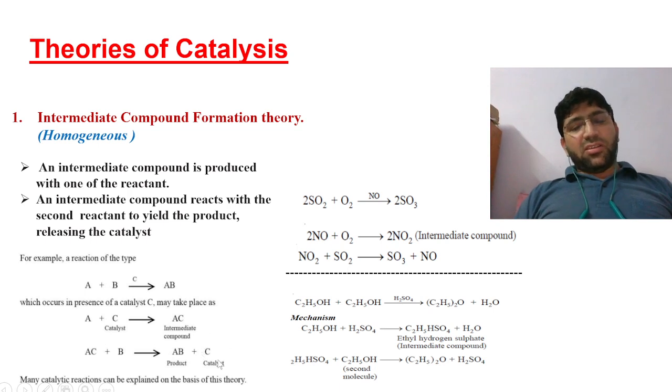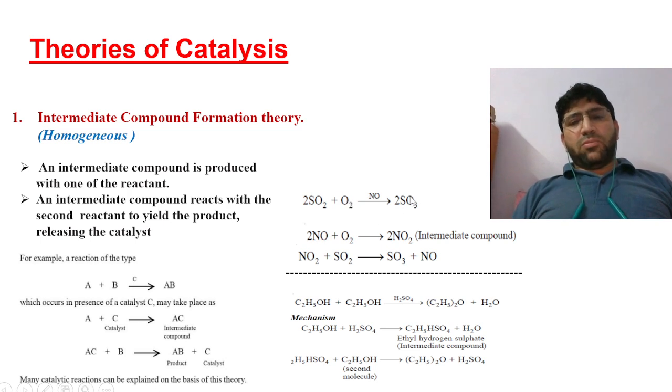and releasing the catalyst. For example, one of the reactions like this is the synthesis of SO3 from SO2 and O2. Here NO is the catalyst. NO first reacts with the O2 to form NO2 as the intermediate. Then this NO2 reacts with another reactant, SO2, to form SO3, and NO is regenerated.